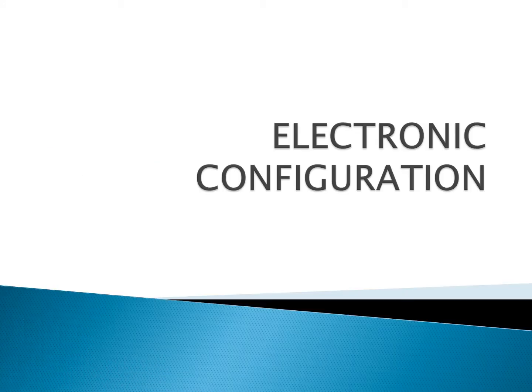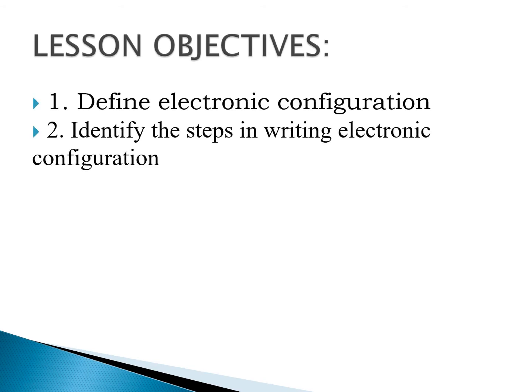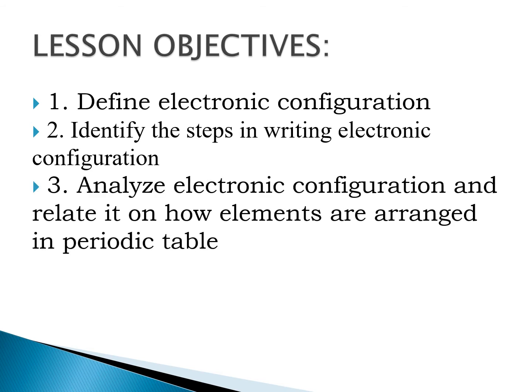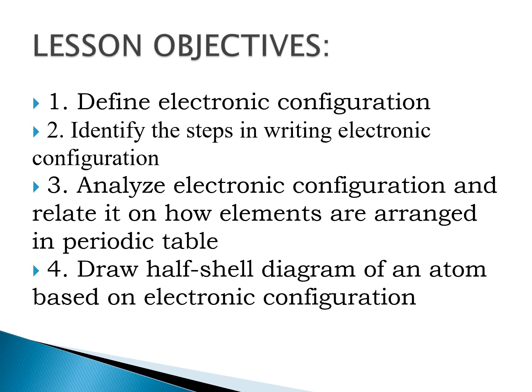Our topic for today is all about electronic configuration, and our lesson objectives for today are the following. Number 1, define electronic configuration. Number 2, identify the steps in writing electronic configuration. Number 3, we will analyze electronic configuration and relate it to how elements are arranged in the periodic table. And number 4, we will draw the half-shell diagram of an atom based on the electronic configuration.